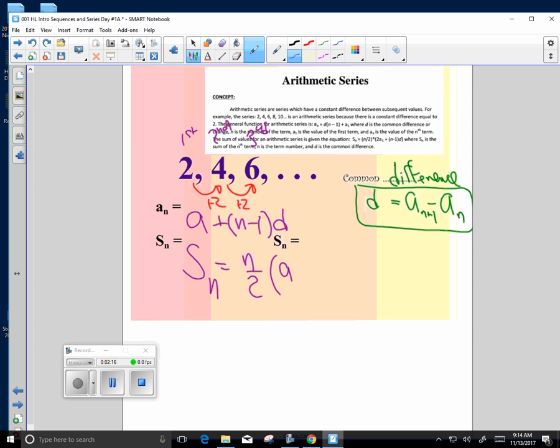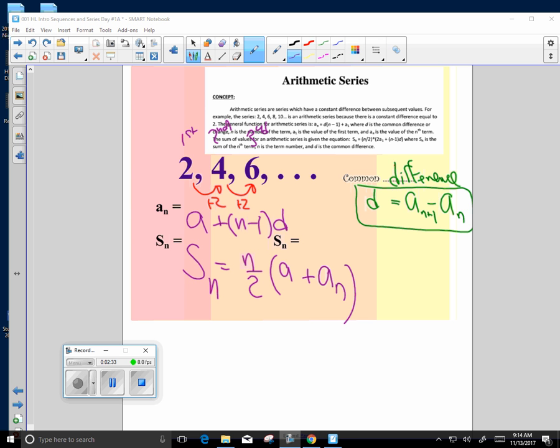Now the sum of those n terms is going to be half of the first term. You take the number of terms divided by 2, and you take the first term and you take the last term. And then you take half.